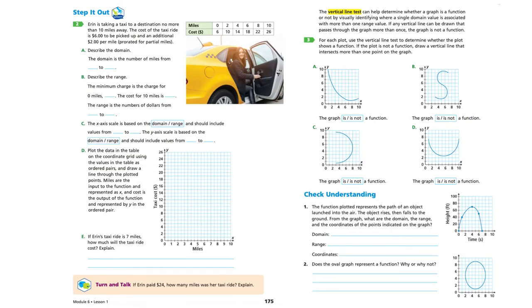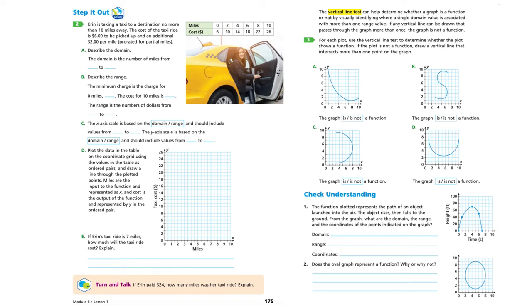So here we are in the step it out portion. If we look at number 2, Aaron is taking a taxi to a destination no more than 10 miles away. The cost of the taxi ride is $6 to be picked up and an additional $2 per mile, prorated for partial miles. So in A, they ask you to describe the domain. Remember, the domain is what would be the x-coordinate or the input. So when they're asking you the domain is the number of miles from what to what, this is the domain you're using. So what are they starting at and where are they ending?